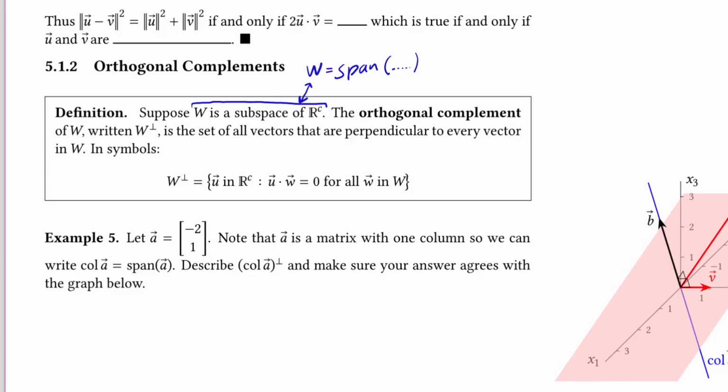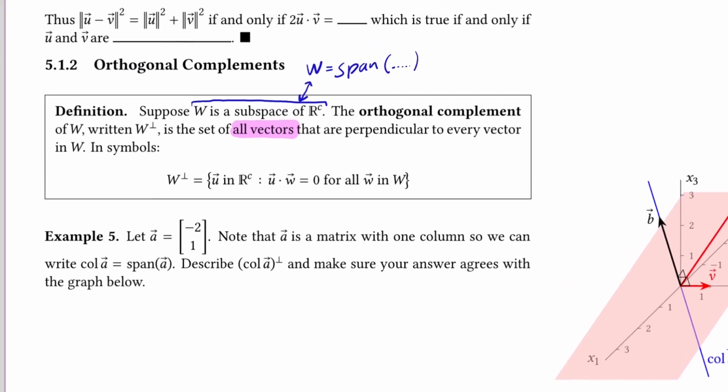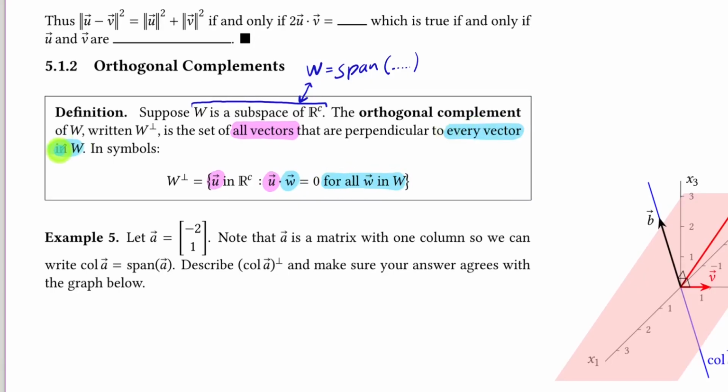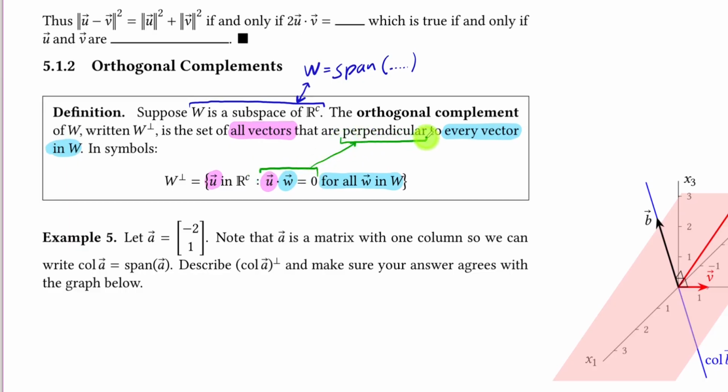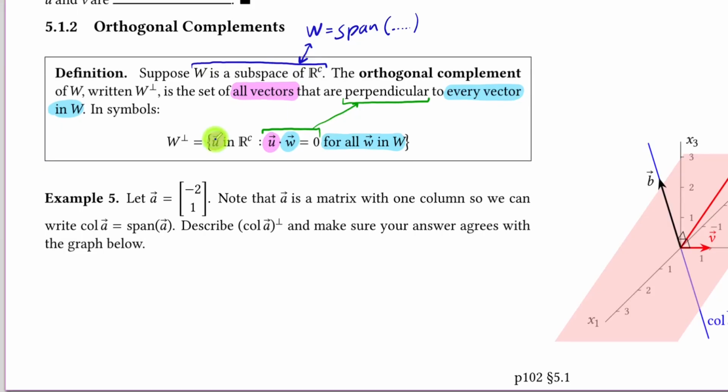The orthogonal complement of W, written W perpendicular, is the set of all vectors that are perpendicular to every vector in W. So in symbols, all vectors u in R^n such that u is orthogonal to w for every vector w in the vector space W. And remember, perpendicular means their dot product is 0.